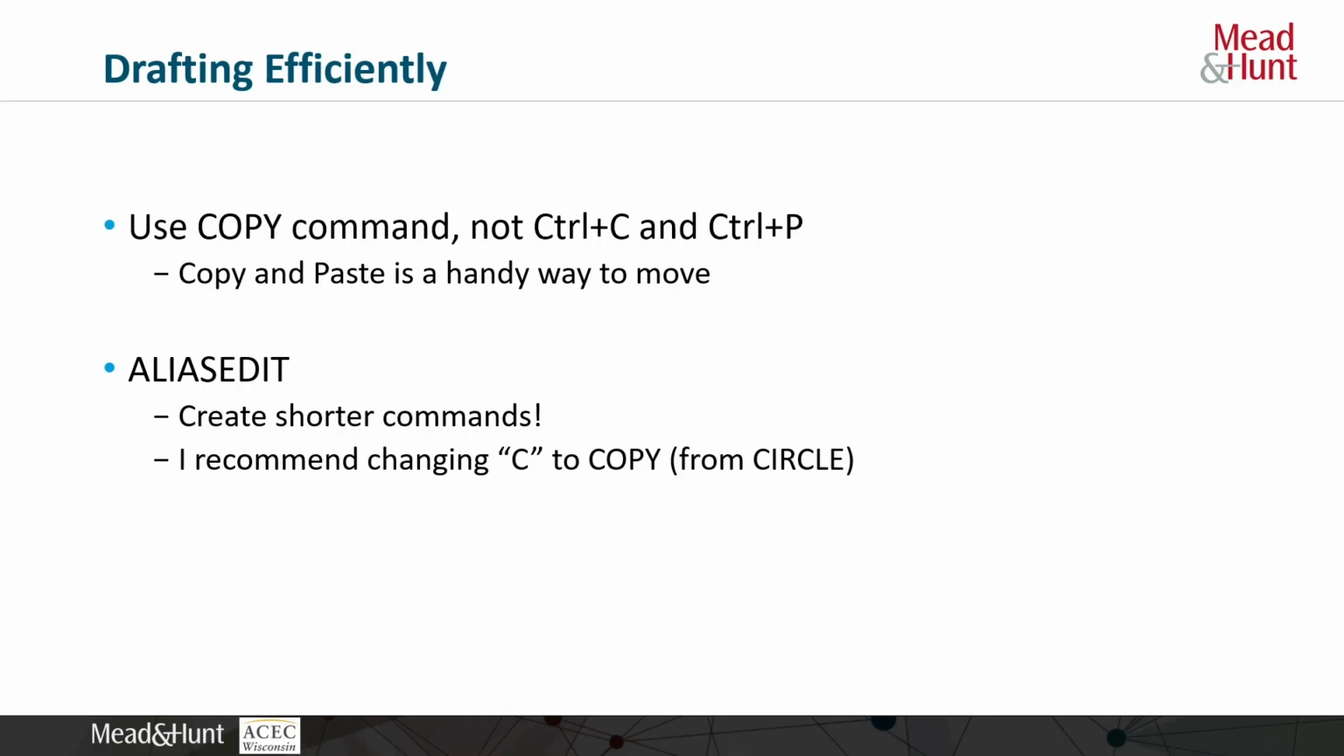Alias edit is a great command to create shorter commands or rename any command that you would like. I always recommend changing C to copy. Out of the box in Civil 3D, C is the command for circle. But I copy a lot more than I create circles, so I always change C to copy, and I create the command CI for circle. Alias edit can take any command that maybe is a long command that you have to type out each time, and you can make it into a short one keystroke or maybe two keystroke command.